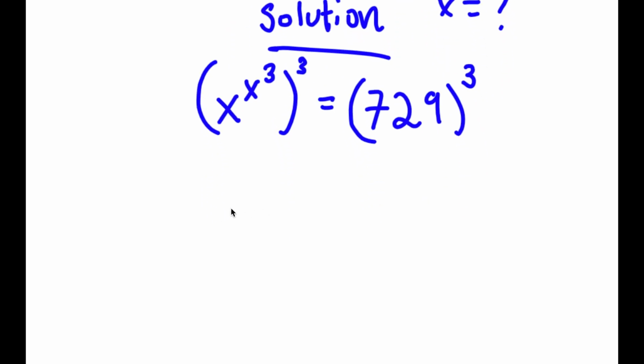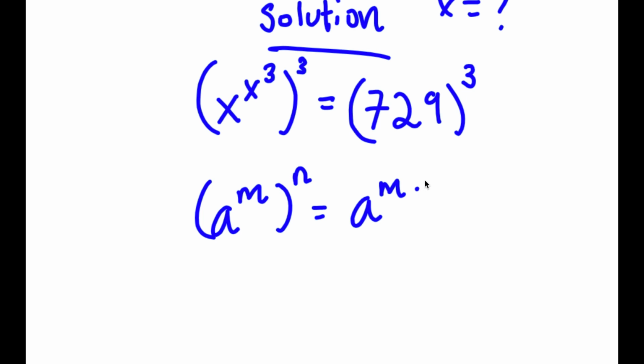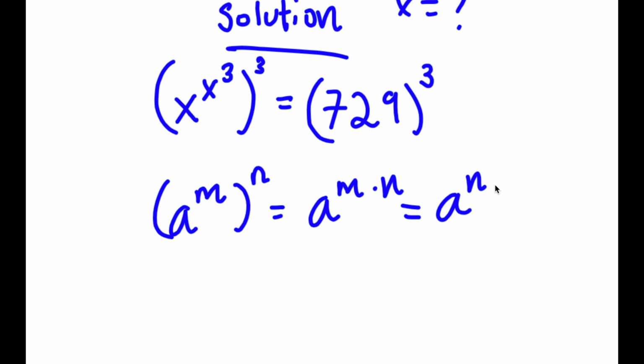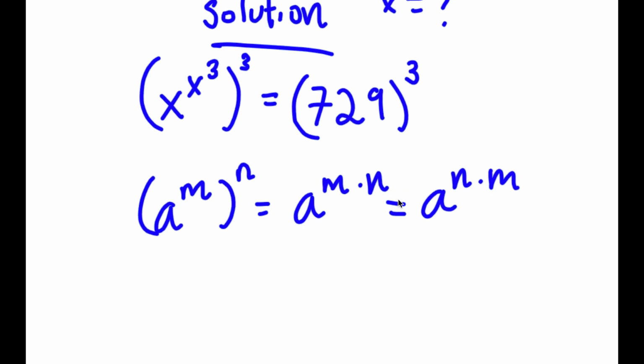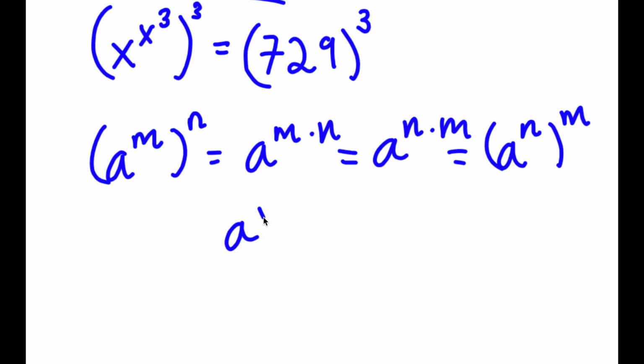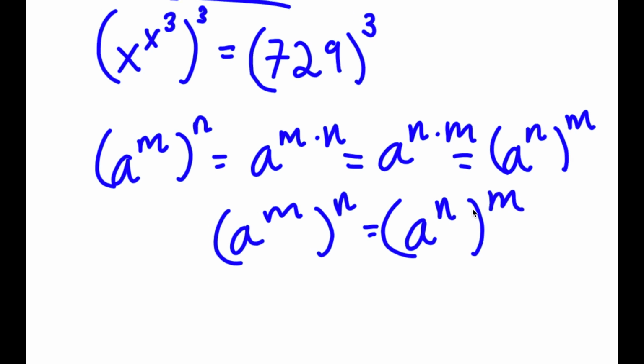Now, if I have something in the form (a^m)^n, this is equal to a^(m·n). And for a^(m·n), this is the same thing as a^(n·m). I can switch these two places. Meaning, if a^(m·n) is equal to (a^m)^n, then a^(n·m) is equal to (a^n)^m. So this means that (a^m)^n is equal to (a^n)^m.